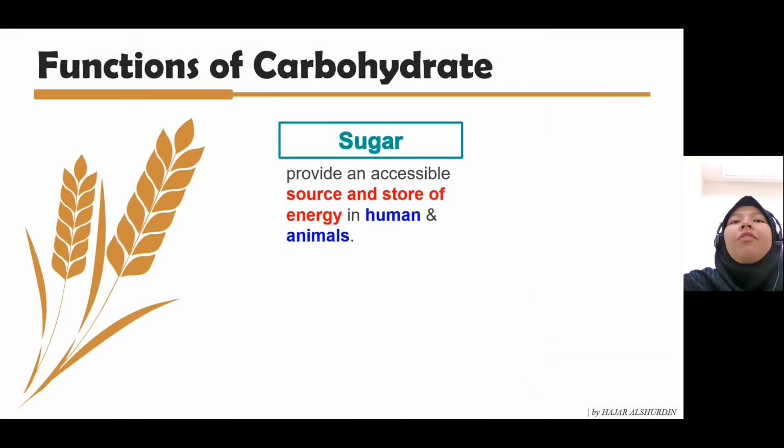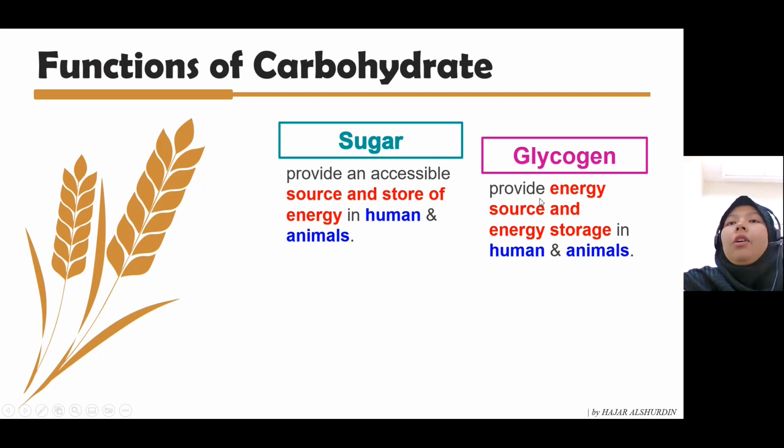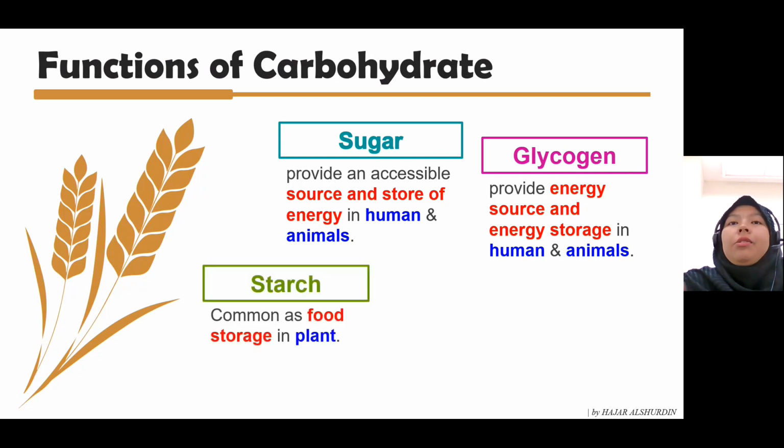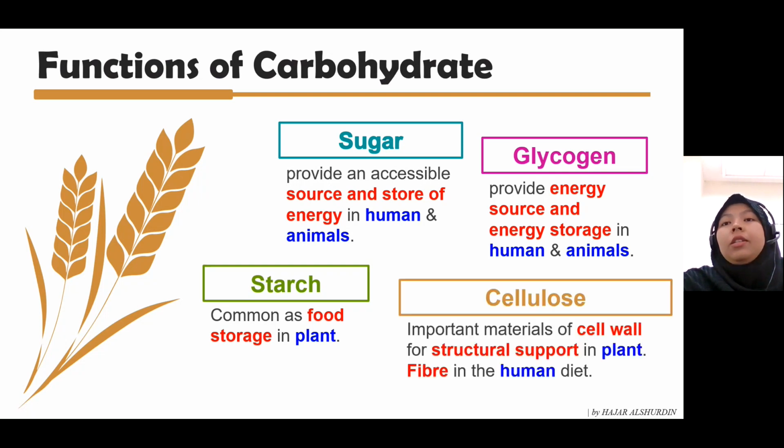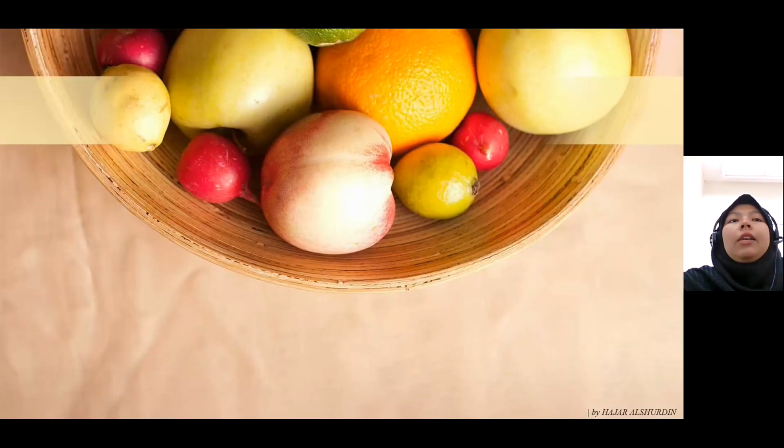So now we go into the functions of carbohydrate. Of course, carbohydrate is a source of sugar, so it provides energy in humans and also animals. It can be in the form of glycogen, which provides an energy source and energy storage in humans and also animals. It is also in the form of starch, so it acts as food storage in plants, and can also be present in the form of cellulose, which becomes an important material of the cell wall in plants and also fiber in the human diet.